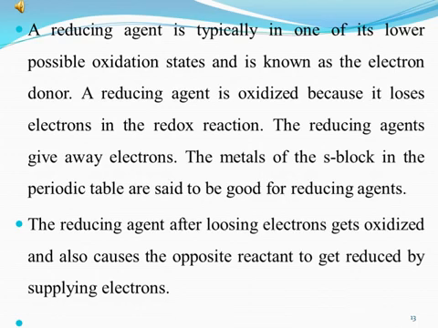All the oxidation and reduction reactions involve the transfer of electrons. When some substance is oxidized, it is said to lose electrons, and the substance which receives electrons is said to be reduced. If the substance has a strong tendency to lose electrons, then it is said to be a strong reducing agent, as it will reduce the other substances by giving electrons.